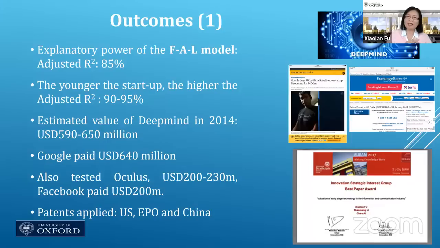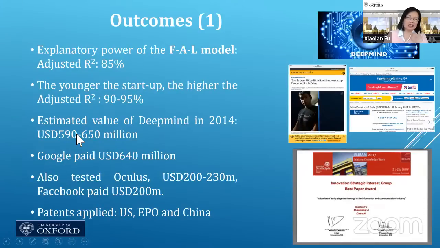So to be honest, when we started to do this, I didn't know the result. I was kind of anxious to know the result. So we applied this to the acquisition of DeepMind by Google. Our estimation is 590 to 650 million. And actually later, when we found out, Google actually paid 640 million US dollars. So it falls in this narrow range of our estimation.